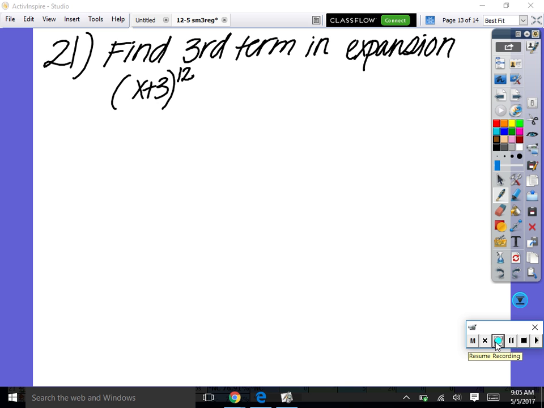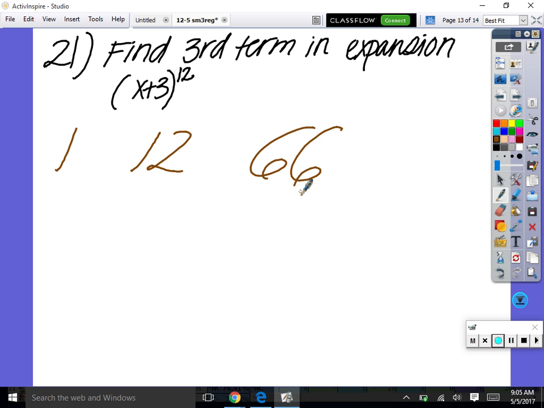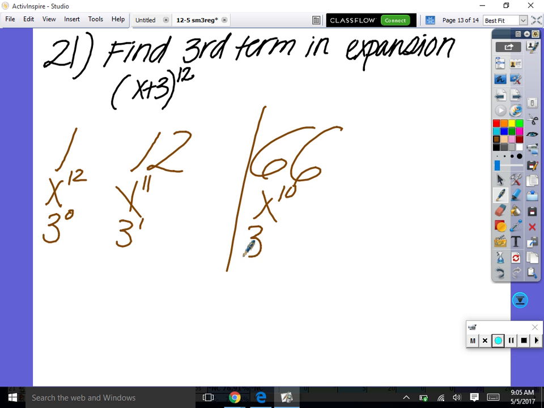So we've got the coefficients for the degree 12. I'm only going to list out 1, 12, 66, and then obviously it continues, but why list out more? Does everybody see why? Because this is where I'm really essentially stopping. Does everybody get what I'm doing? So I want the third term in. First term, second term, third term. Do you get it? Yes. So then look how easy this is. This will be x12, x11, x10. Okay, cool. And then the back thing will be 3 to the 0, 3 to the 1, 3 squared, right?